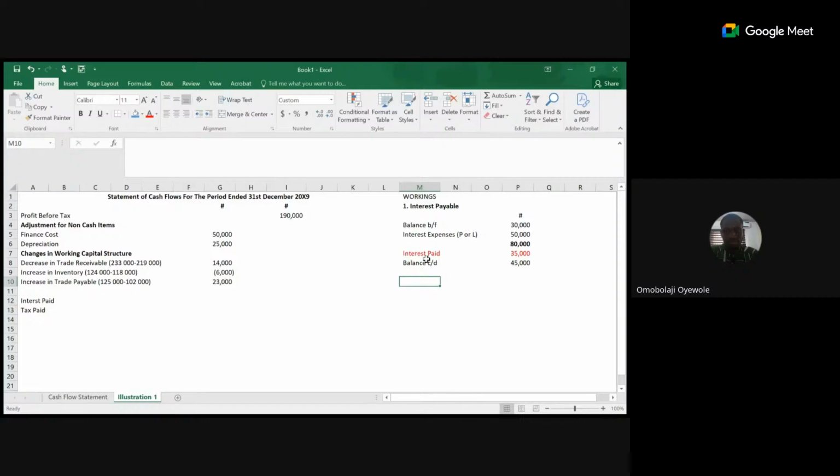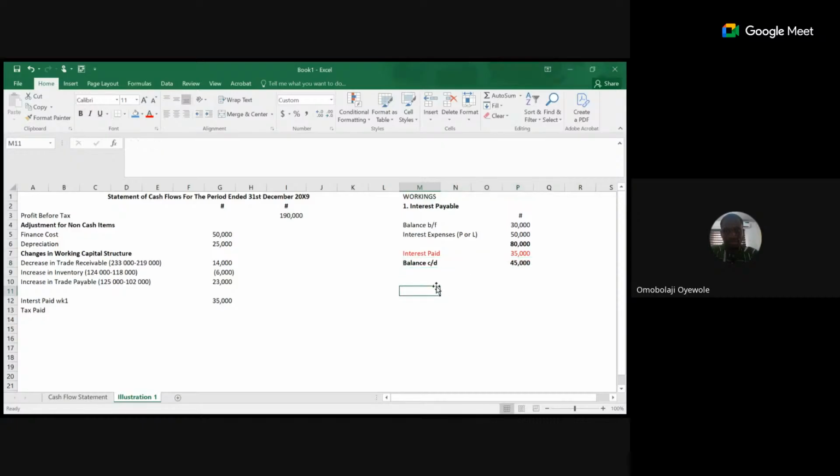So it is this interest paid I will now bring here. So I will say workings 1. It's my interest paid I will bring here. So how much will be my interest paid? 35,000. So you can see what we did now. So this is your closing balance.